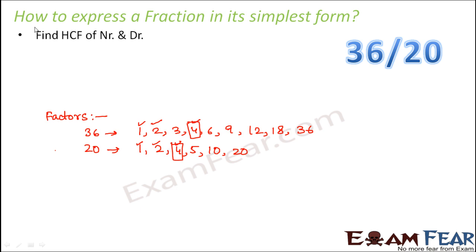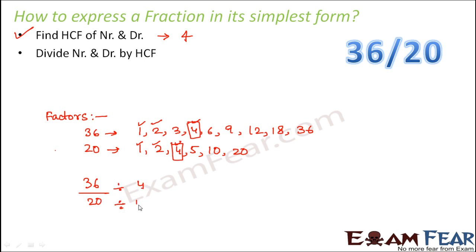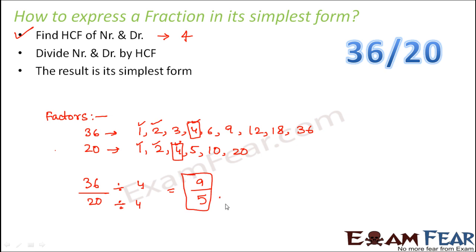So we found out the HCF of numerator and denominator. The HCF is 4. In the next step, what are we going to do? We are going to divide the numerator and the denominator by the HCF. So for 36 by 20, let us divide the numerator by 4 and also the denominator by 4. So what do we get? 36 divided by 4 gives 9 and 20 divided by 4 gives 5. So 9 by 5 is its simplest form.